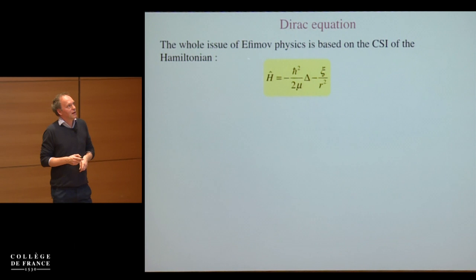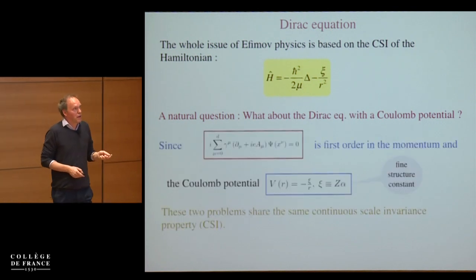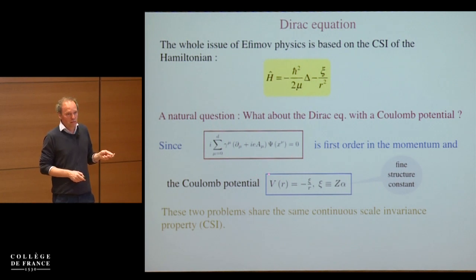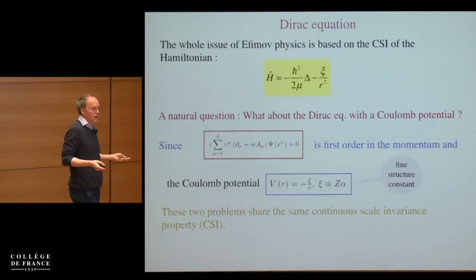So we saw that this whole issue of Efimov physics is based on the fact that this Hamiltonian has continuous scale invariance, to summarize. And now a natural question is, what about the Dirac equation with a Coulomb potential? Why is it a natural question? Because we know that the Dirac equation is first order in the momentum instead of second order for the Schrödinger equation. And if now we put a Coulomb potential, which is 1 over r, where the strength of the Coulomb potential is just the charge times the fine structure constant, then apparently we have the same problem because there is no scale in this problem, because this is 1 over r and this is 1 over r. So here, this psi is dimensionless again. And these two problems share the same continuous scale invariance property.